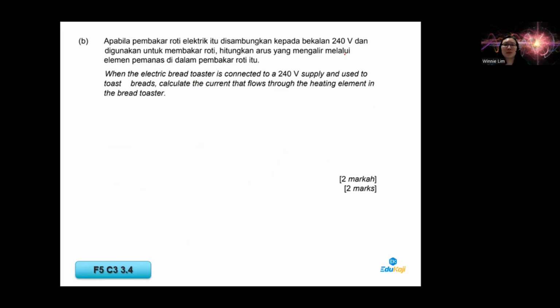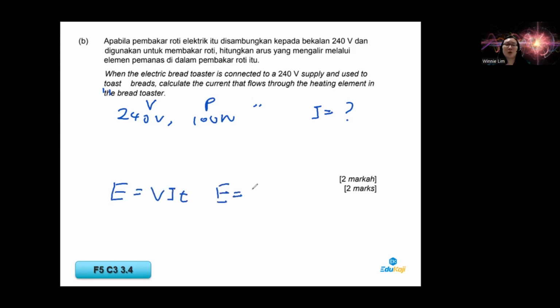So if you remember just now, our specification is how much? 240 volt and also 100 watt, right? Okay, so you have voltage and power, and they want you to find current. So what is the formula? The formula is actually from 3.4. You need to know a few formulas that are derived, whereby energy equals what? VIT. Energy also equals I squared RT. Energy also equals V squared over RT.